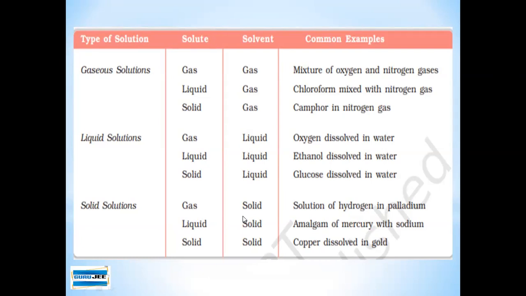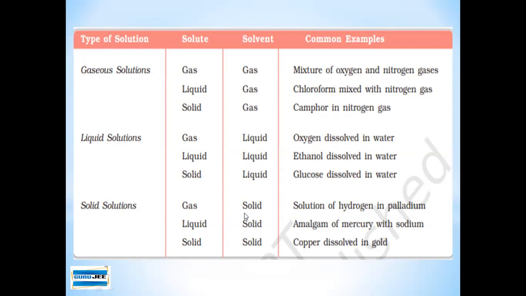Then have you seen camphor? When praying, you use camphor daily. Camphor is a solid. It is the solute here, and when it is mixed with nitrogen gas, it is also an example of a gaseous solution. You have to thoroughly learn this table. It is in your NCERT textbook itself. You should learn the difference between these three solutions: gaseous, liquid and solid.